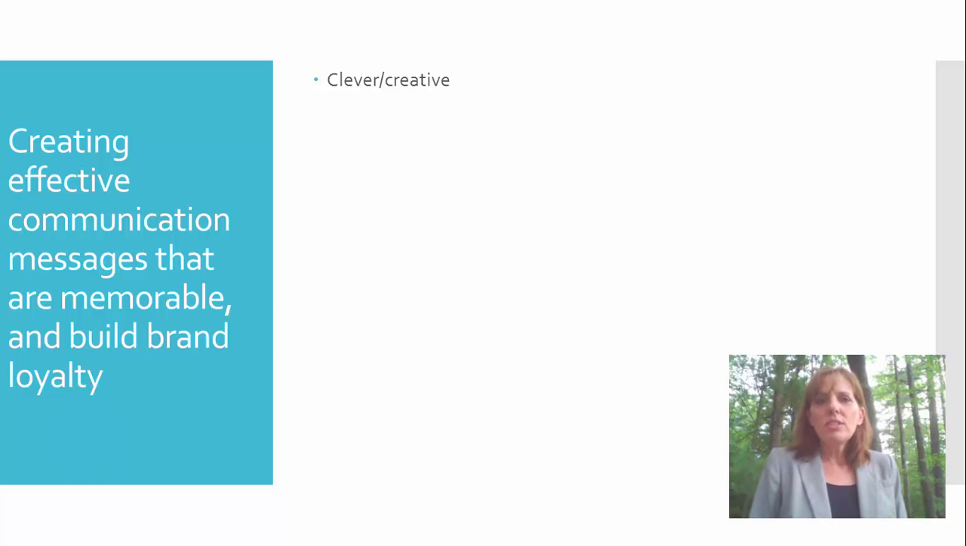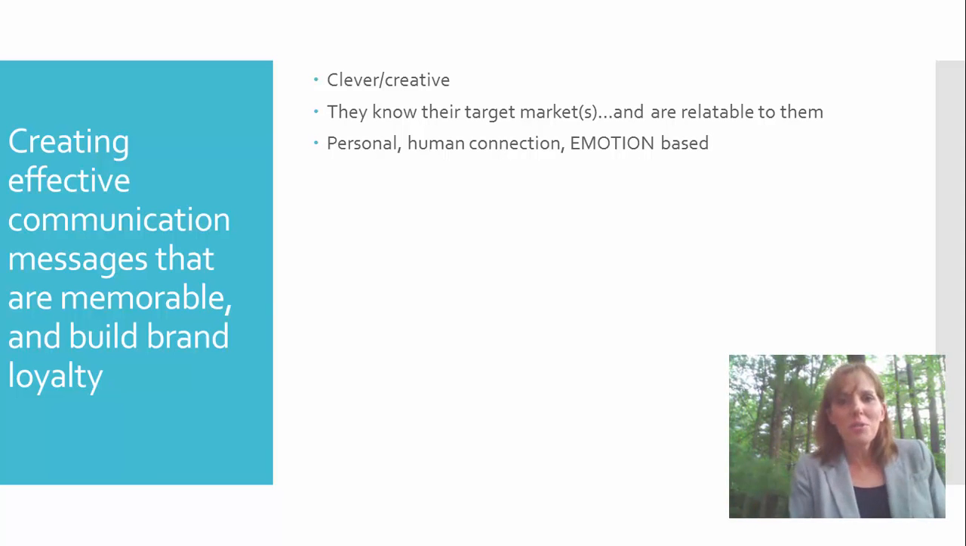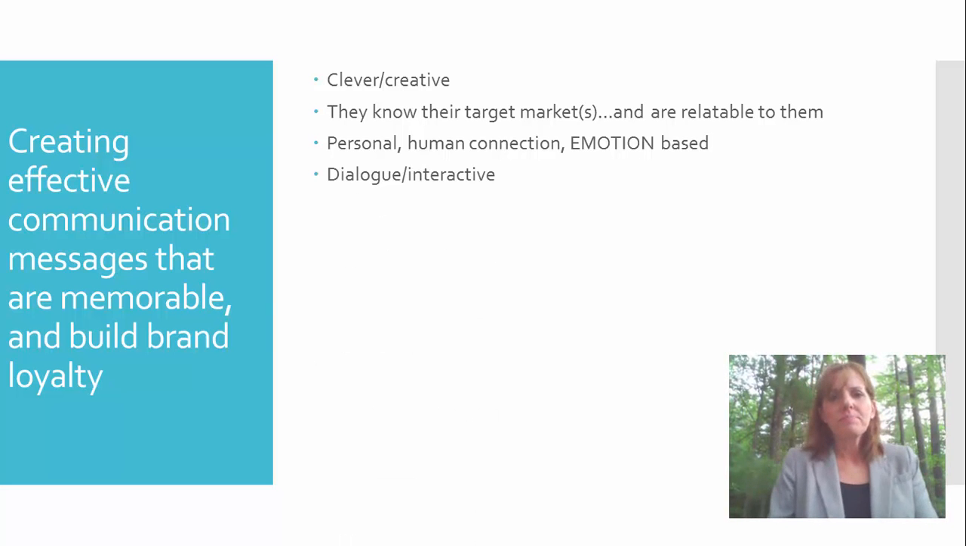So things you need to remember: be clever and creative, not tacky. You need to know your target market and be relatable to them. Be very personalized and customized. And we know that's one of the powers of social media, that we can have people feel like it's a customized type of message. We want it to be personal, have a very human connection, and be emotion-based. It amazes me that when we shared our ideas with each other, they were incredibly personal and incredibly emotional. So don't forget to do the same thing for your organization.